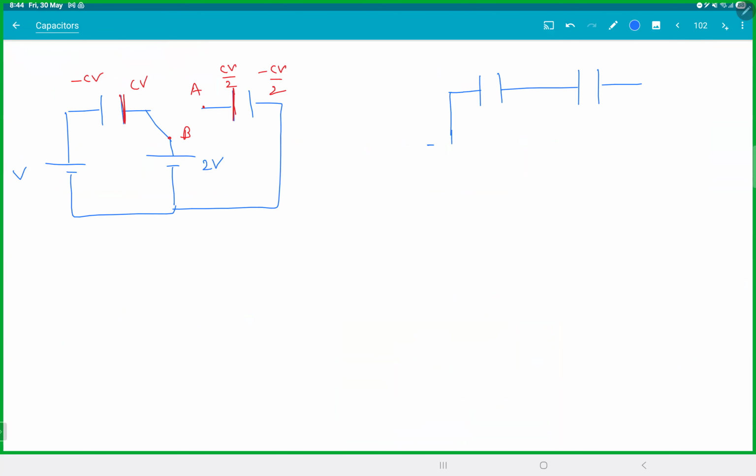Now, the catch in the question is the two capacitors are not in series. Did you guys realize that? Just because they're side by side, they're not in series, they don't have the same charge. Don't take them in series. You could have done that initially. Initially, did that. You know why?